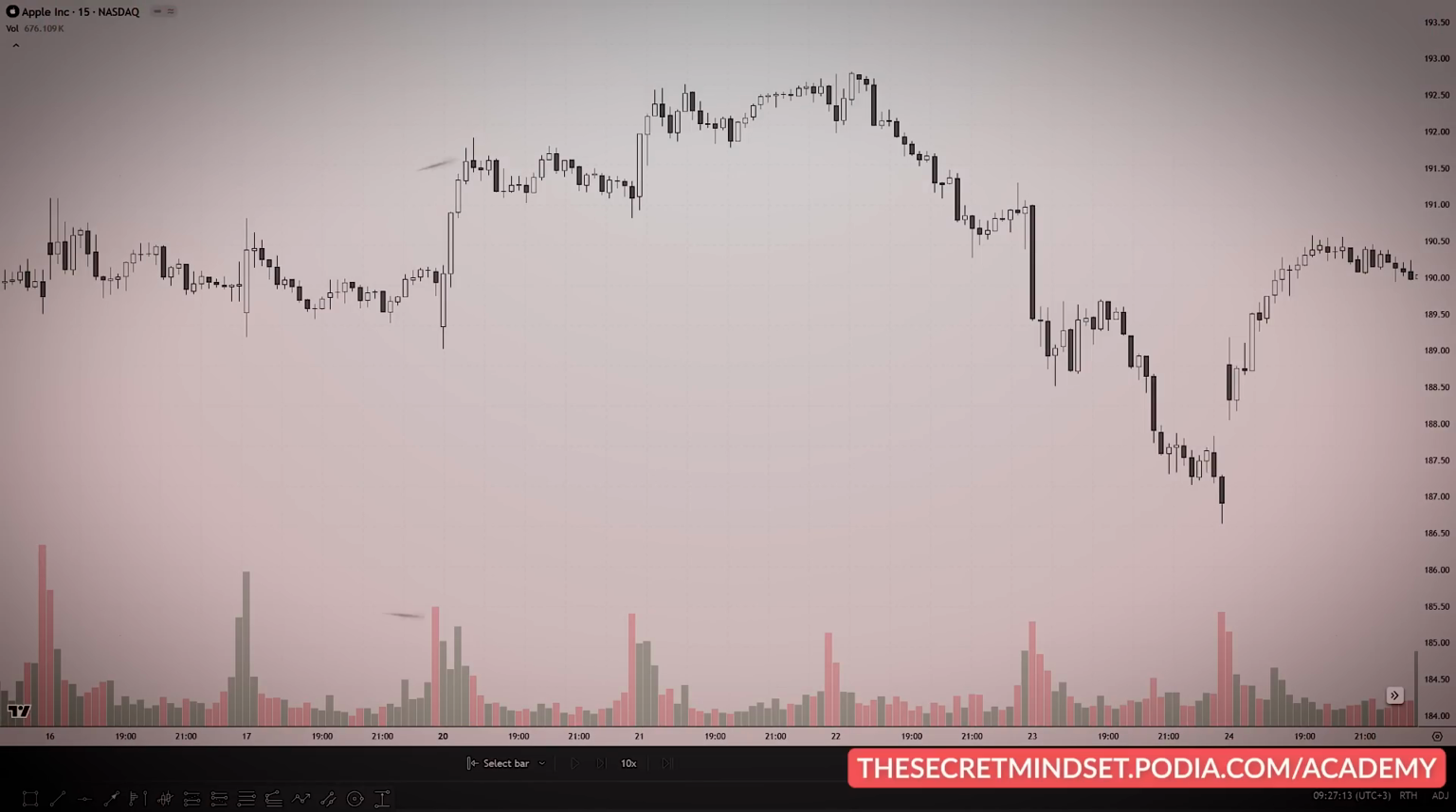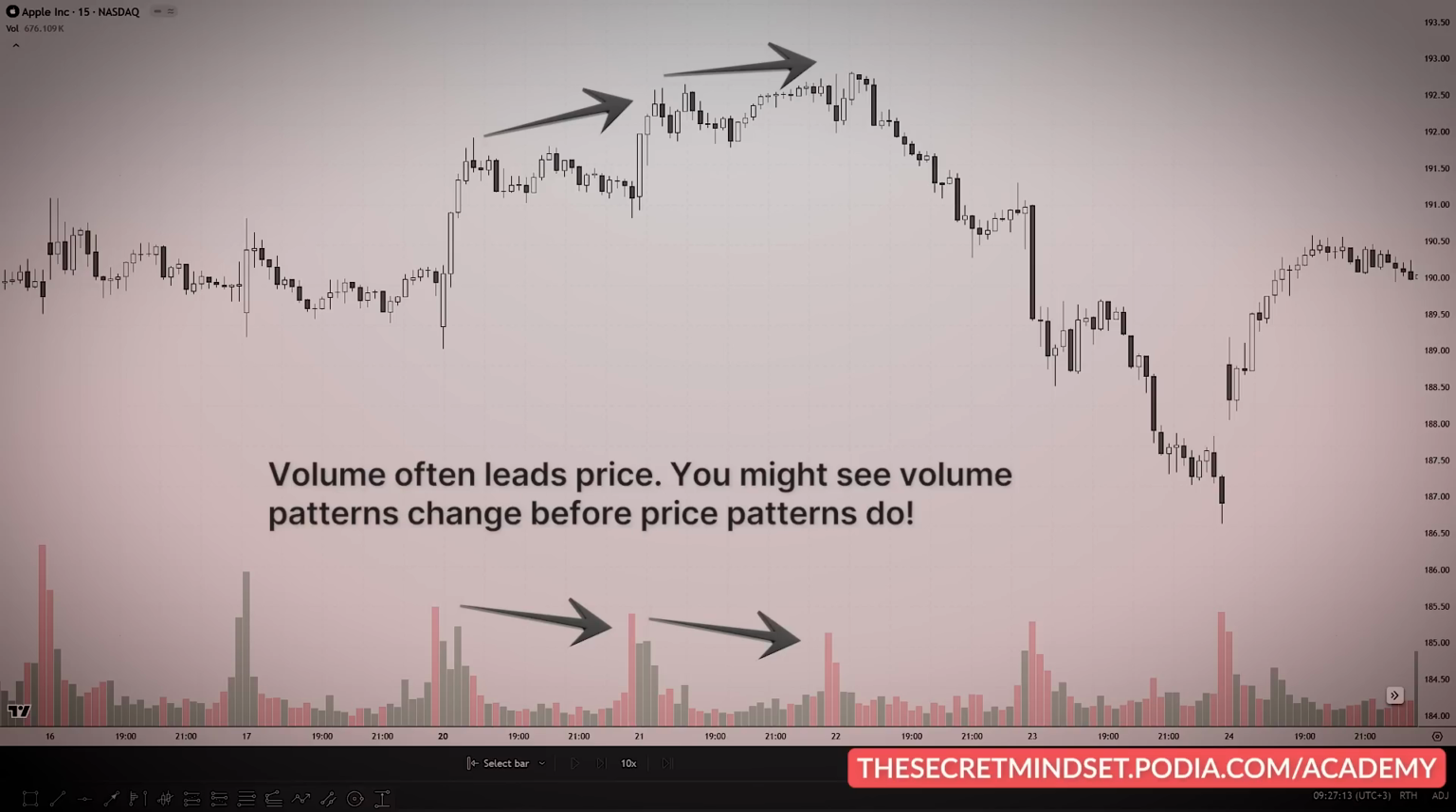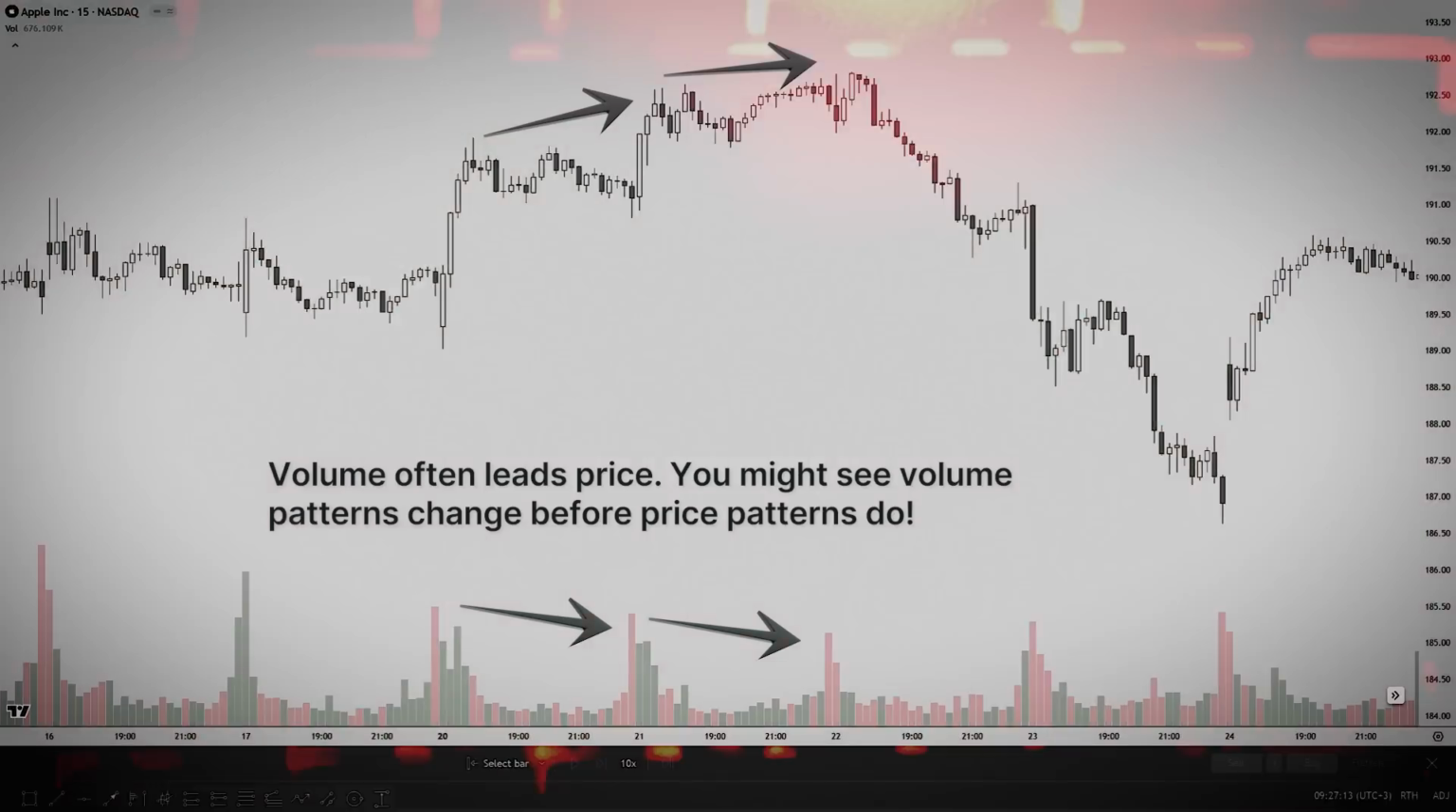And one final point about this, volume often leads price. You might see volume patterns change before price patterns do. This can give you an early warning of potential trend changes.